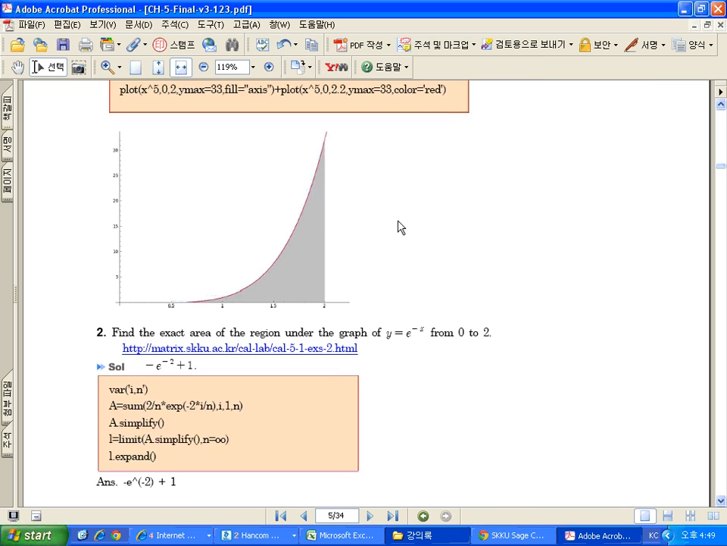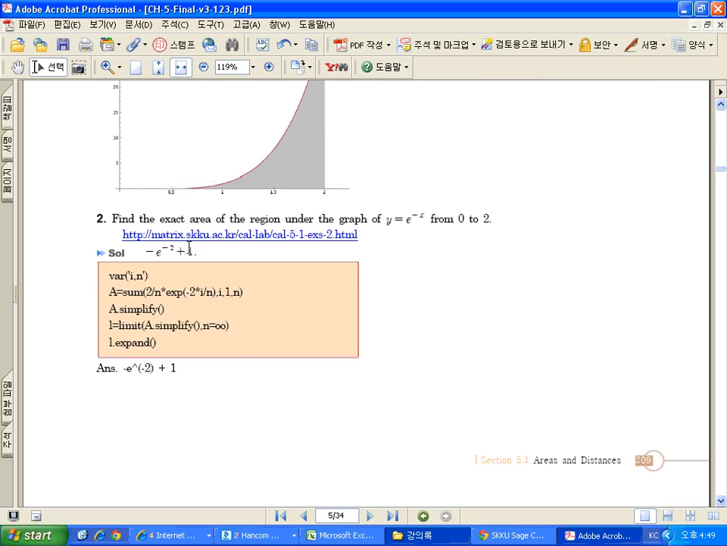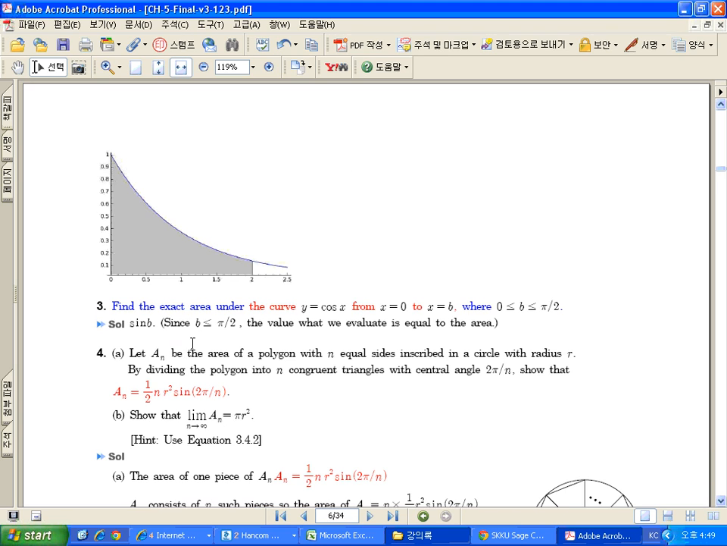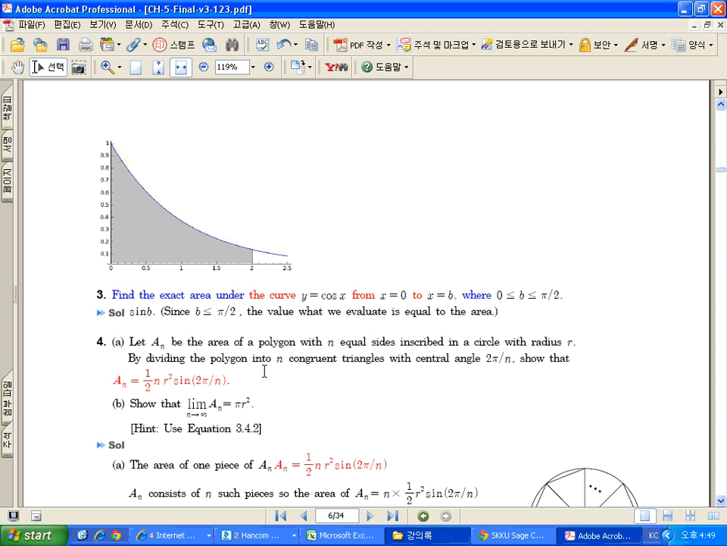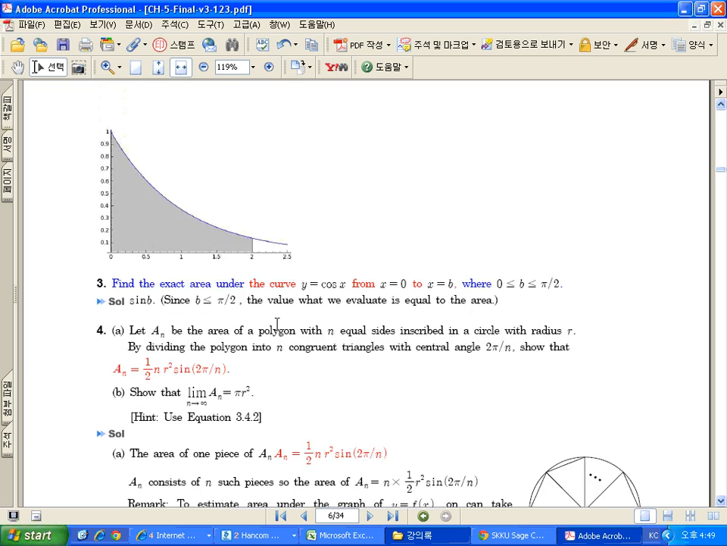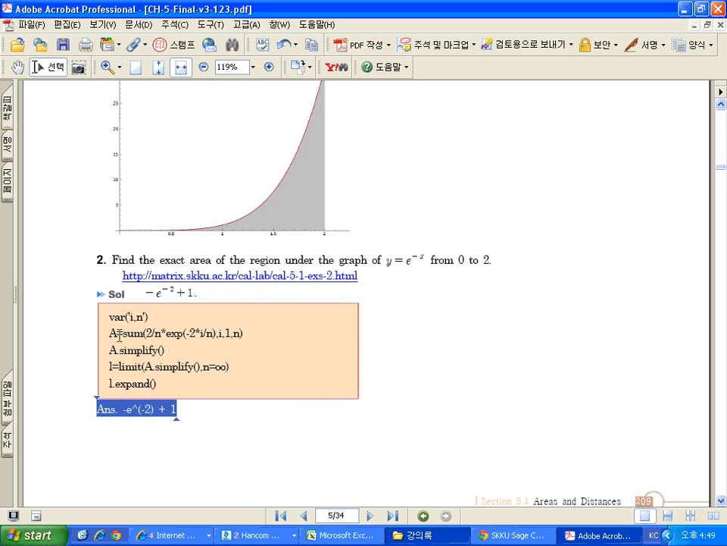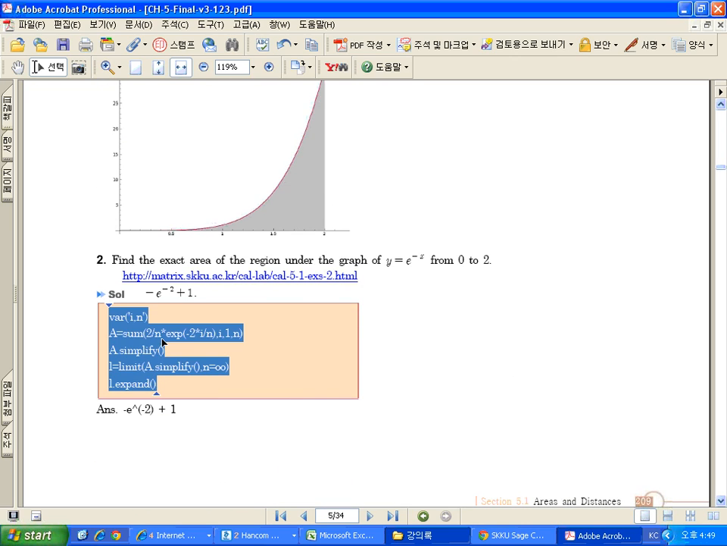Here, to draw the graph. Here, the same thing. You can find the sum and find the limit of it to find the right sum and the left sum, the 구분구적법. You can do the same thing with this code. You only need to find the sum of it and simplify it, and then just find the limit of it. Then write it in the way that you like.